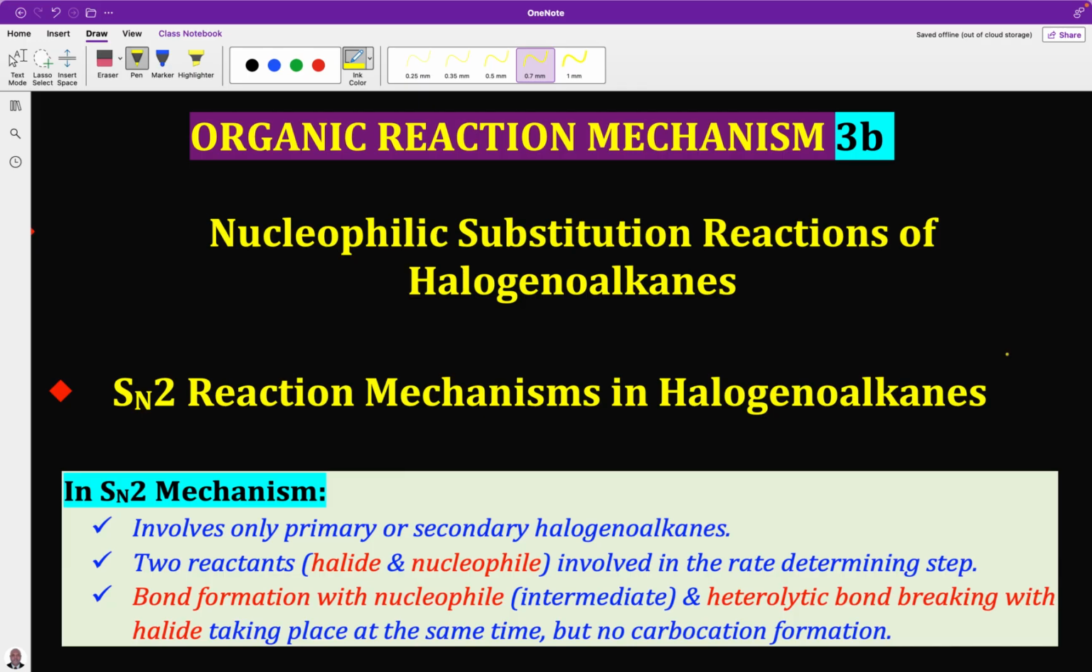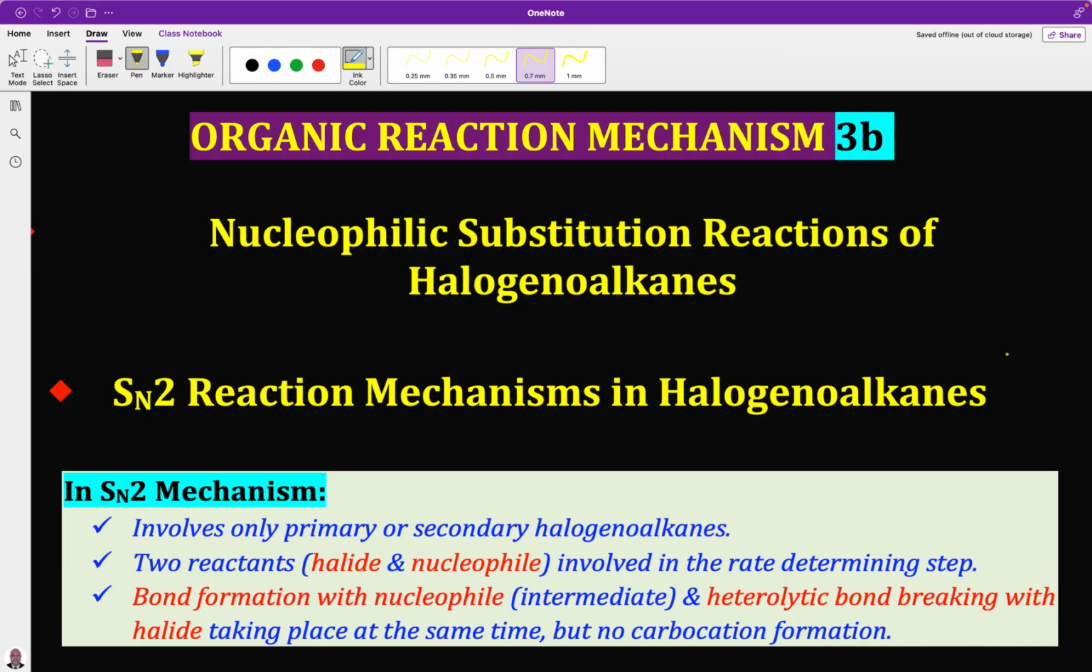A recap: SN2 mechanism means nucleophilic substitution bimolecular, implying that there are 2 reactants or reacting species involved in the rate determining step. Number 2, SN2 mechanism can only go with primary or secondary halogenoalkanes.